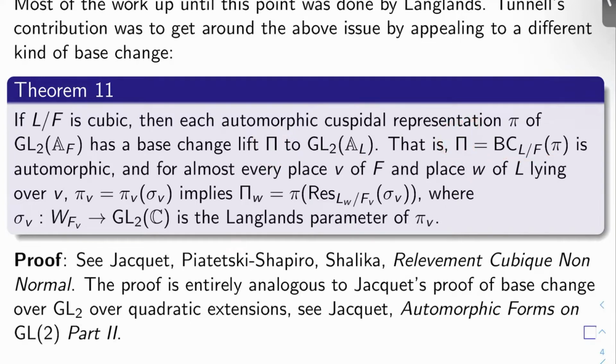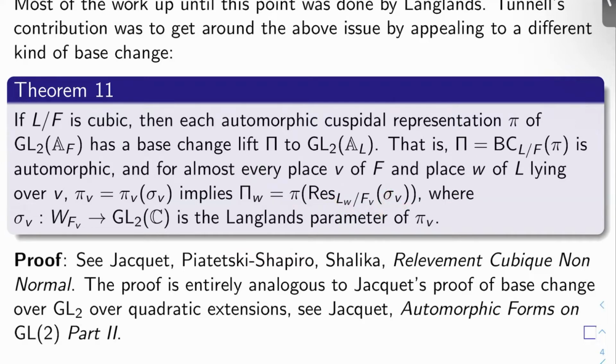And for almost every place V of F and every place W of L lying over V, the local component of pi at V, which we can think of as pi sub V of sigma sub V, although I probably should have called this rho sub V, but that's okay, implies big pi sub W is little pi of the restriction from L sub W down to F sub V of sigma sub V, or rho sub V, if you like.